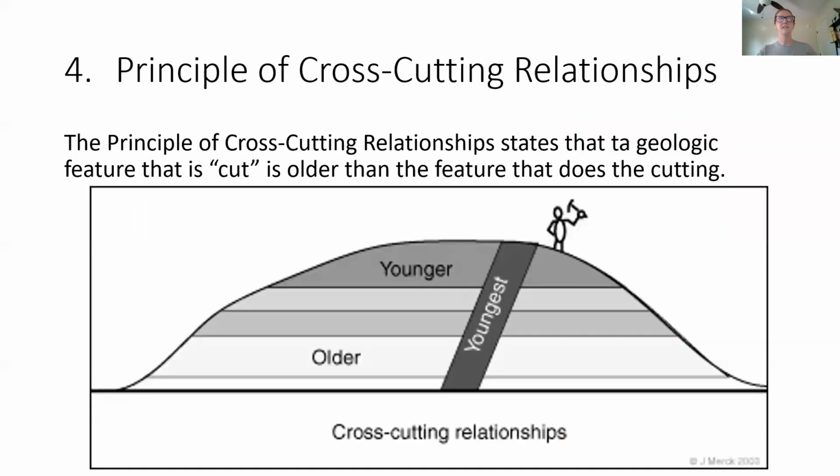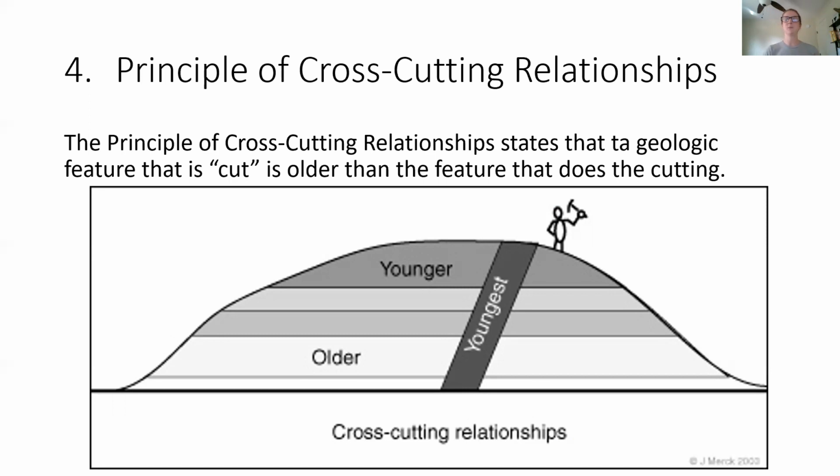Okay. Finally, the fourth principle is the principle of cross-cutting relationships. And this says that a geologic feature that has been cut is older than the feature that does the cutting. Right? So for example, you've got your stack of pancakes. If you take your knife and you slash down, you cut down into the pancakes, creating a break in the pancakes, that cut has to be younger than the pancakes, right? It had to happen after the pancakes were already formed, right? So whatever cuts is younger than what is being cut.